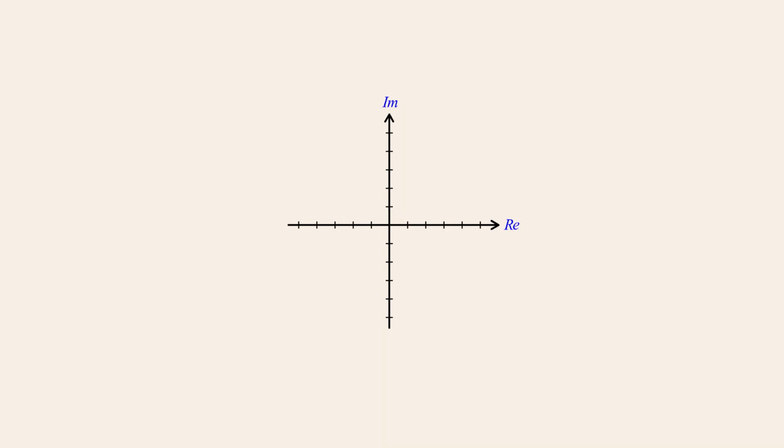Since 4-dimensional graphs are not feasible in this universe, mathematicians have come up with a number of ingenious ways to represent the relation between these two sets of 2-dimensional values. For instance, the input values can be represented as points on the 2-dimensional complex plane, and the corresponding output values can be represented as the color and brightness of those points.